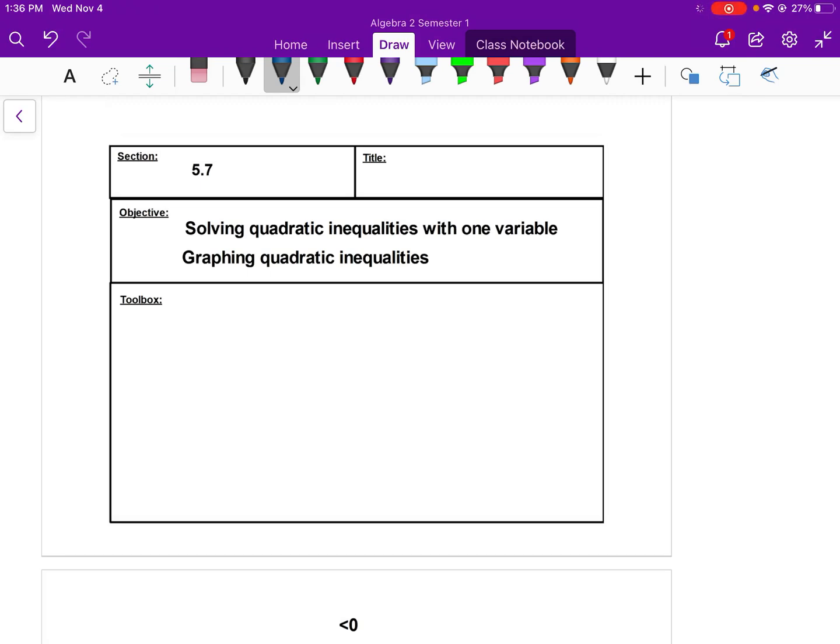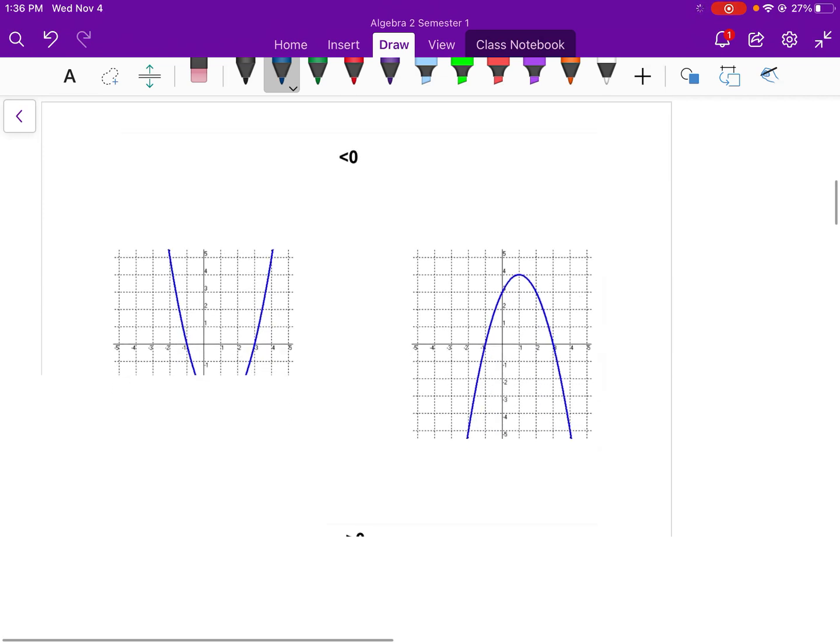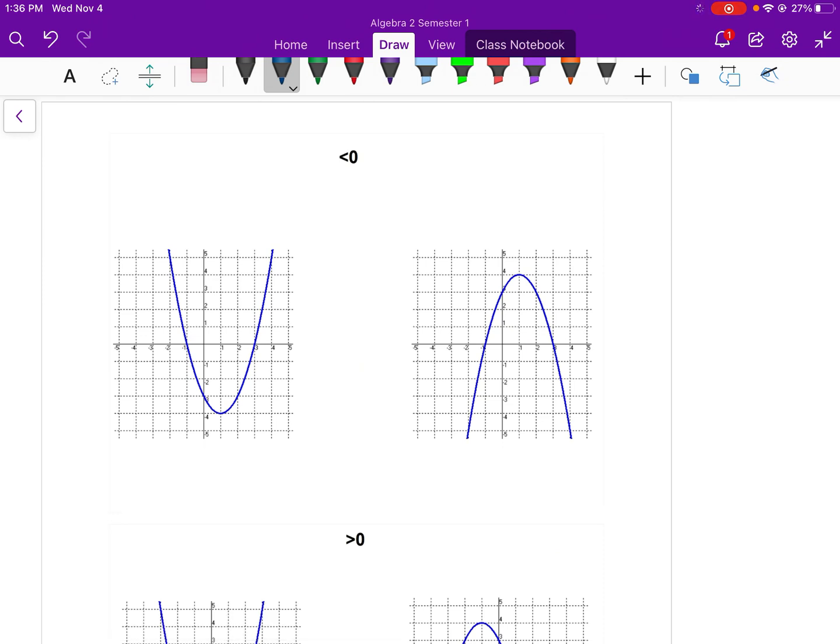All right, 5.7. We're going to split up these notes into two parts. But for 5.7a, we are going to solve quadratic inequalities with one variable. Okay, so when looking at quadratics, again, we have parabolas. Now we're going to start looking at inequalities.